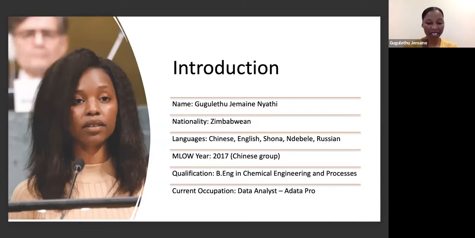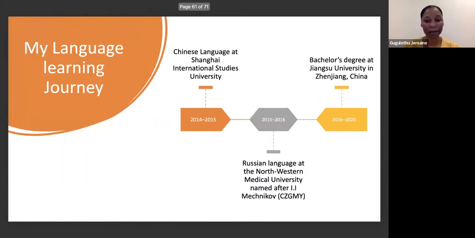To introduce myself, I'm from Zimbabwe and I speak Shona and Ndebele, which are languages from here. And then the languages that I've learned are Chinese, Mandarin, and Russian. And as for English, it's a language that we've been taught in school. It's the language of instruction here in Zimbabwe for most schools. I did my chemical engineering degree at Jiangsu University in China. And I was one of the winners for the Many Languages One World competition in 2017, the Chinese group. I'm currently a data analyst at a company called Data Pro, and I think that's it for my introduction. Next slide, please.